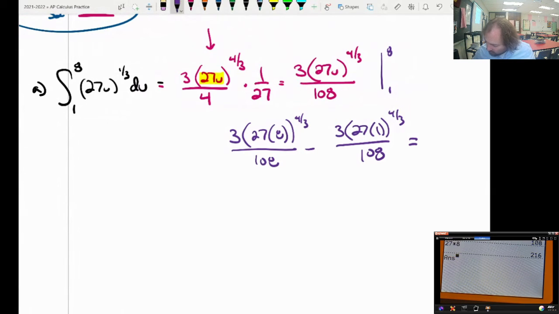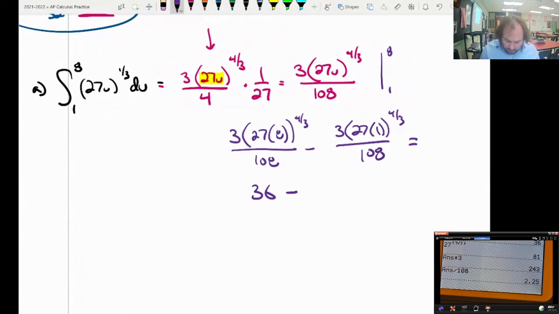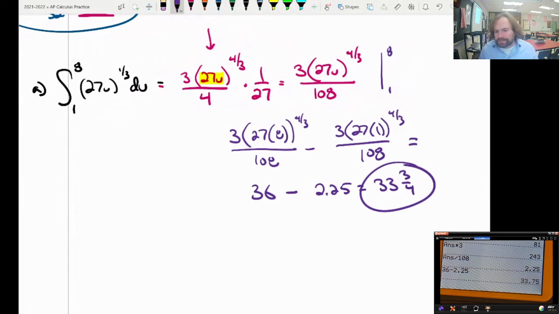27 times 8 raised to the 4/3 power times 3 divided by 108. I'm getting 36 for this first chunk. Same calculations: 27 to the 4/3 power is 81, times 3 divided by 108 is 2.25. So for the final answer, 36 minus 2.25, I'm getting 33.75, or 33 3/4. I like that answer quite a bit. We probably could have done this by hand, but who cares?